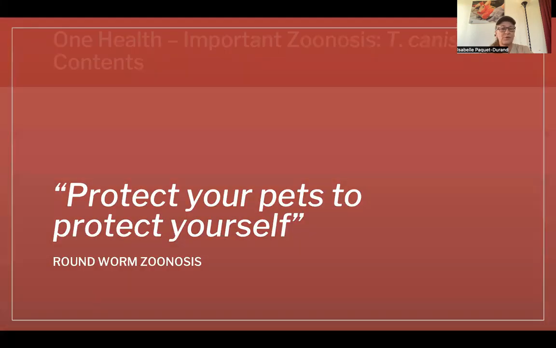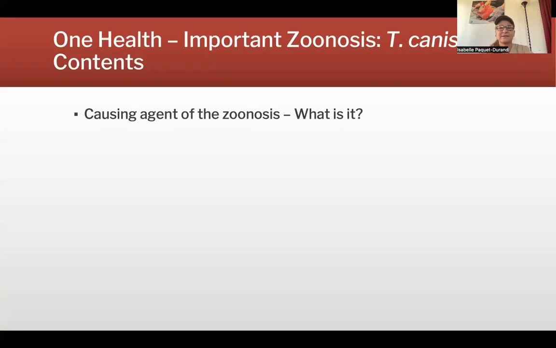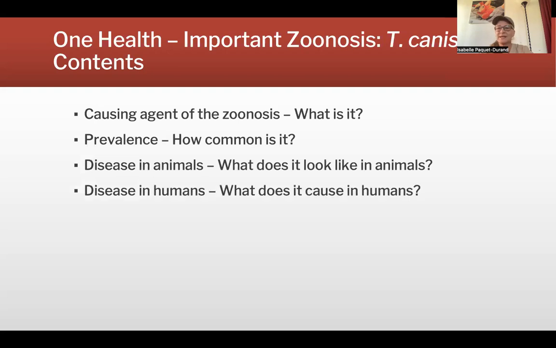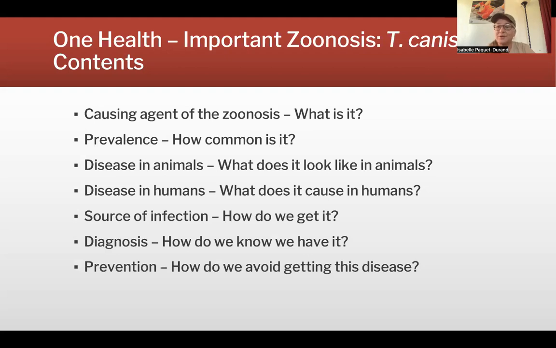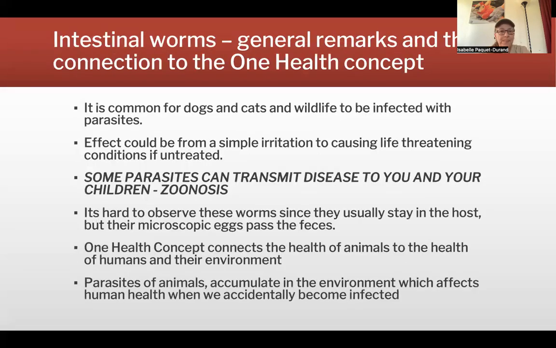So this is a roundworm zoonosis, and as in past zoonosis, we will first introduce what is it, how common is it, what does it look like in animals, what does the disease look like in humans, how do we get it, and more importantly, how do we know we have it and how do we avoid getting this?